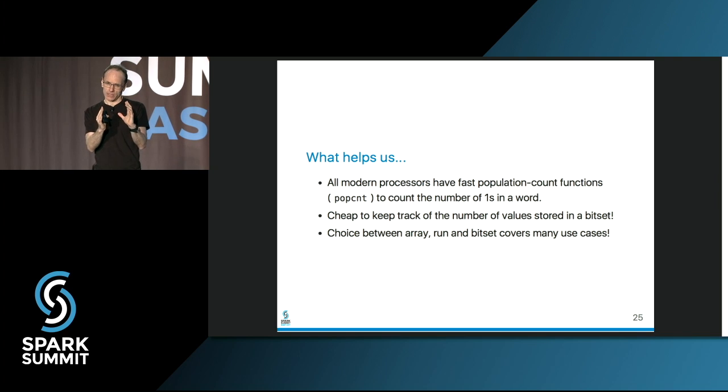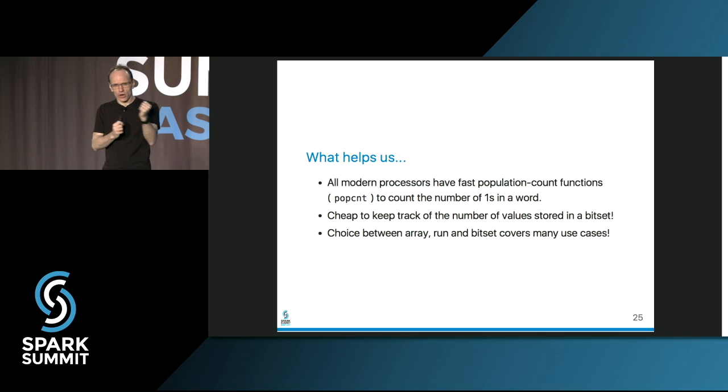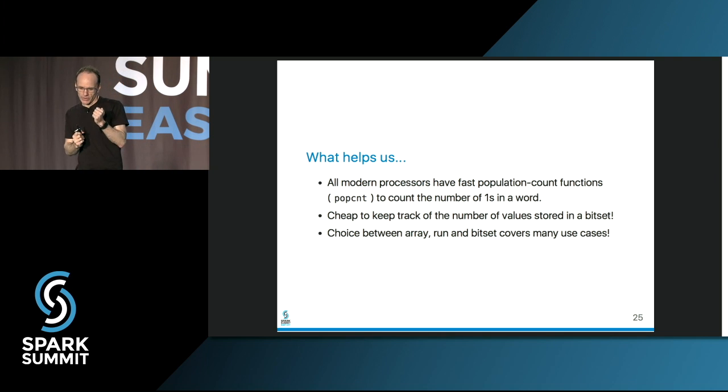And that's important because we want to know the cardinality so that we can revert back to an array sometimes, or pick the right heuristic. And it's really powerful that we have these really fast instructions. Twenty years ago, it would have been much more painful to do because the processors did not have these instructions. So it makes it fairly inexpensive to keep track of the number of values, and so on.